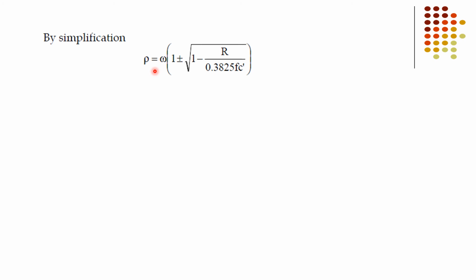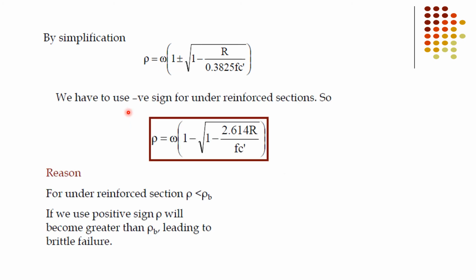Okay, so there are two values, positive and negative. We use the negative value because for an under reinforced section we will use the negative value. Why? For an under reinforced section, the reinforcement ratio should be less than rho balance for a tension control section. If we use the positive sign, rho will become greater than rho balance, leading to brittle failure. That is what we do not want.